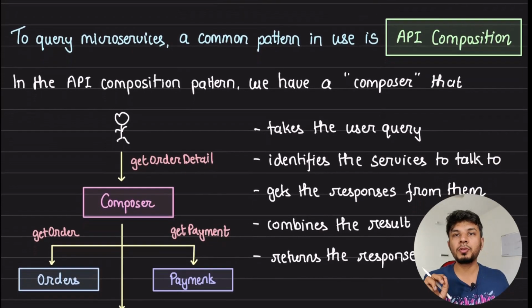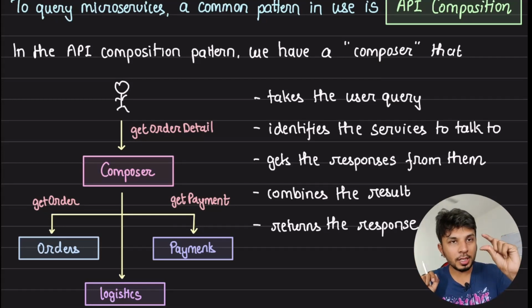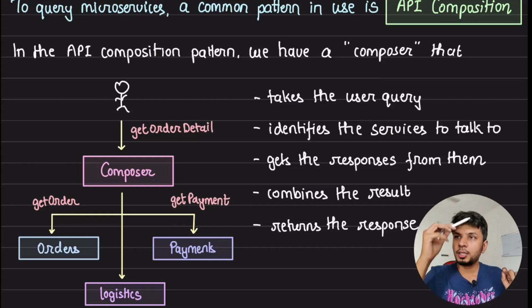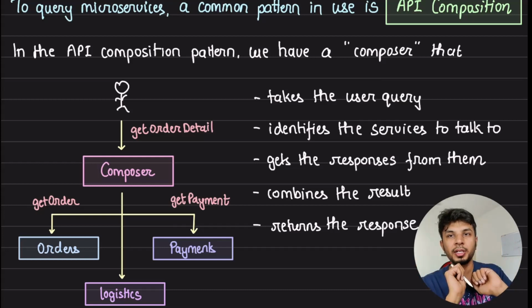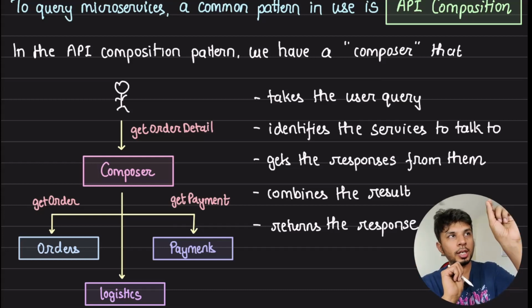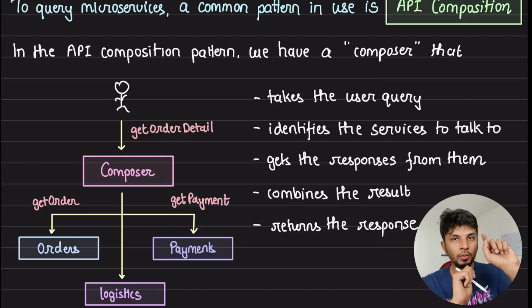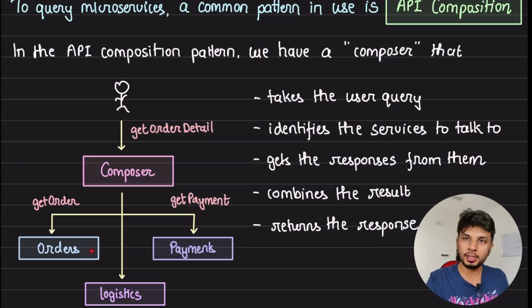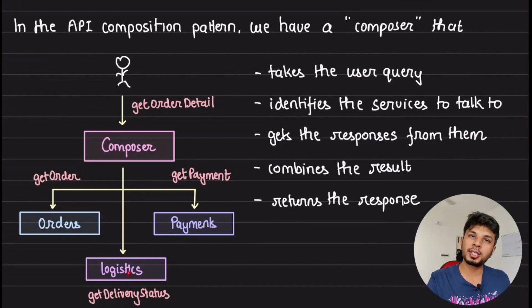In API composition, what we do is we put a middleman, a composer, sitting in between. The user makes a request to the composer. This composer knows what to do when it gets a particular request. For example, the user would make a request, get order detail. The composer would then talk to the order service to get order information, talk to the payment service to get payment information, and talk to the logistics service to get the delivery status.